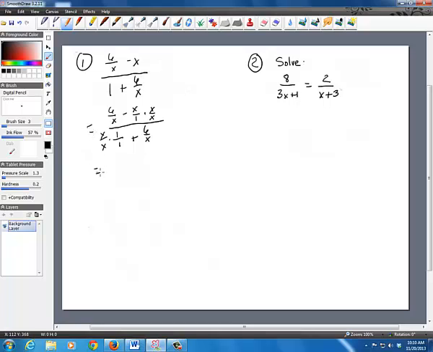Alright, so now let's go back to the numerator. I have 6 minus x times x, which is x squared, over the common denominator, x, divided by x times 1 is x, plus 6 over common denominator, x. Now I can make it into a division problem. 6 minus x squared over x divided by x plus 6 over x, which changes to multiplication.